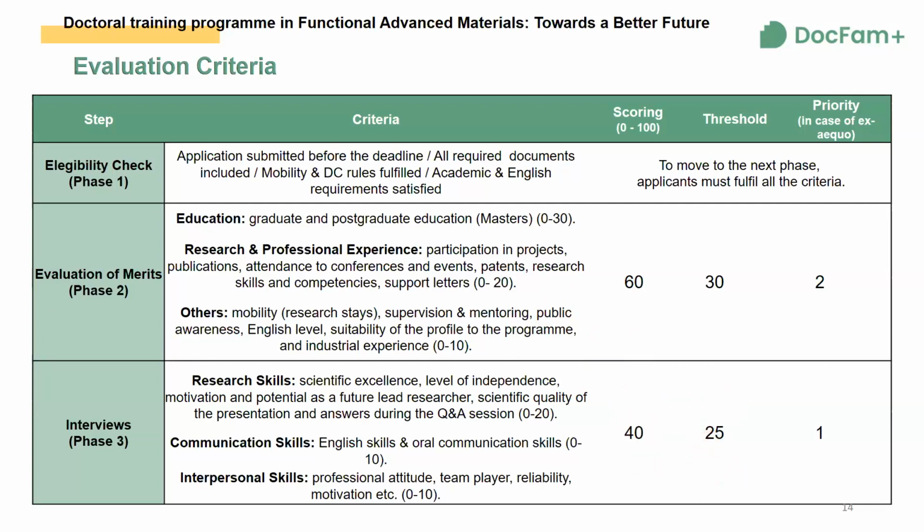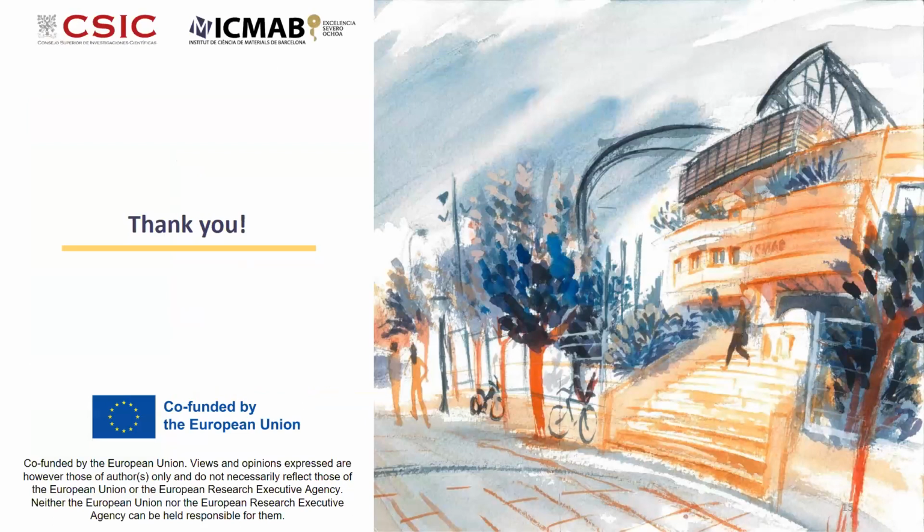Then what happens if at the end there are 2 people with exactly the same score? So let's say they both have 80. Then we will check who has the highest score in the interview, because it has the priority. And then this person would go first in the ranking. And that's all from us.